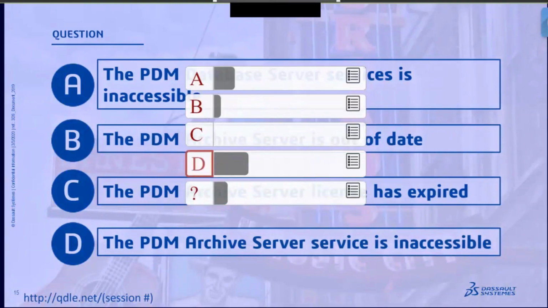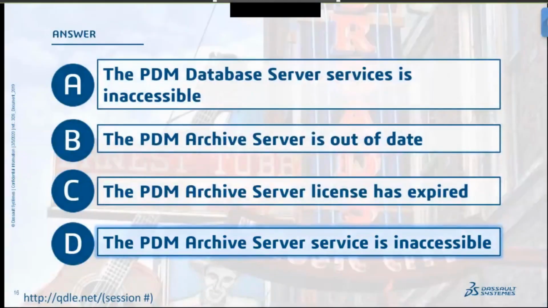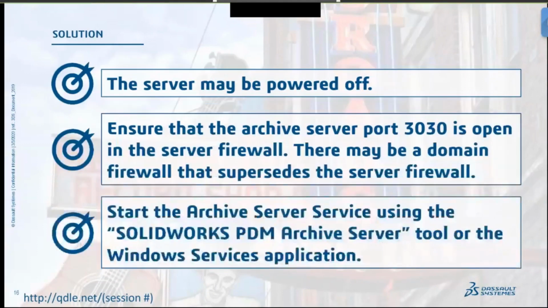All right, this one was kind of an obvious answer there, but it could be a couple different instances depending on how you look at it. Essentially, the PDM archive server service is inaccessible for one reason or another. So let's see what could be causing this, or how we can ensure that this is fixed in the future. The obvious reason is that the archive server may just be powered off. You know, is it plugged in? Is it turned on? The obvious solution.